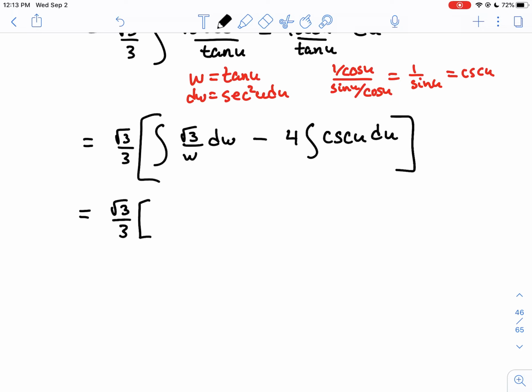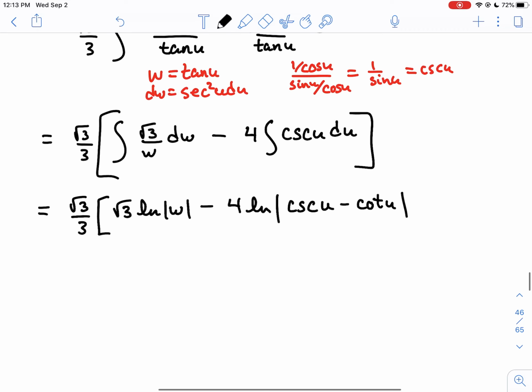The first antiderivative is radical 3 natural log of absolute w, minus 4 times, and then the antiderivative of cosecant was natural log. Remember, you have two options here. Let's go with the cosecant of u minus cotangent of u inside that natural log. Or you can do where the antiderivative involves a plus here, but you get a negative, so that would be plus plus. Right? So you could have done both those plus or both those minus, and it would be acceptable. Let's just leave it with both of them plus. Then you got the plus c.